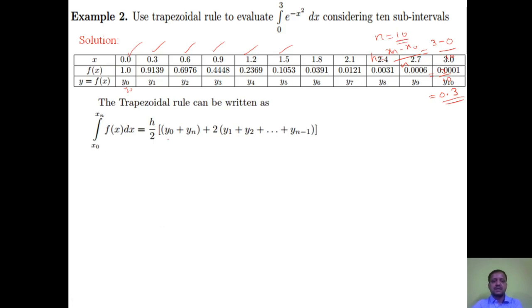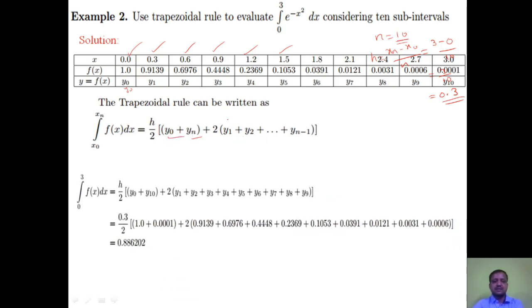So the formula is first term plus last term plus 2 into the remaining terms. According to our problem, the first term is y0, the last term is y10, plus 2 into the remaining terms y1 to y9. So h, what is h? It is 0.3 by 2, the first term y0 is 1.0, y10 is 0.0001, plus 2 into the remaining terms. After simplification we get this.